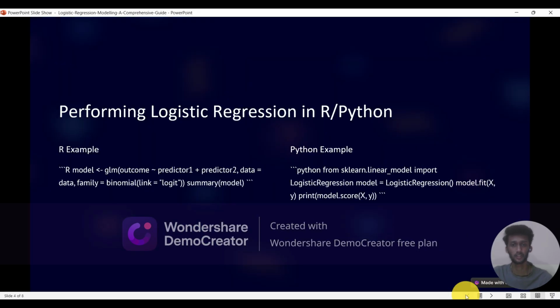Next is performing logistic regression in R and Python. Example in R, you can see on the PPT, and example in Python, you can see on the PPT.